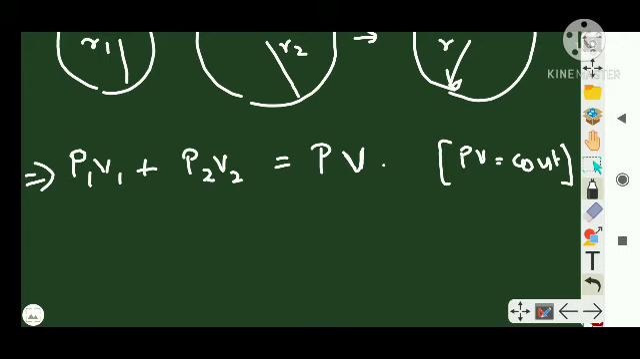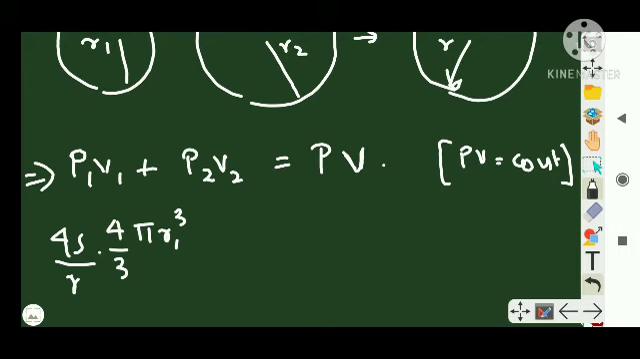So P1, and V1 is easy, 4 by 3 pi R1 cube. What is the pressure? This is the case of a bubble, so two soap bubbles. For one soap bubble, the excess pressure you have learned as 4S by R, or 4T by R. In some of the books it is written as T, but I hope you understand.